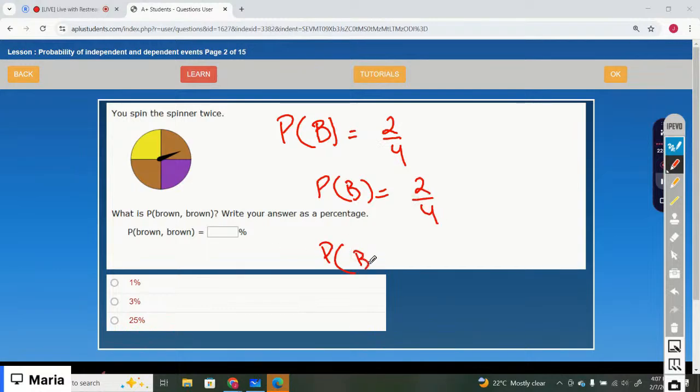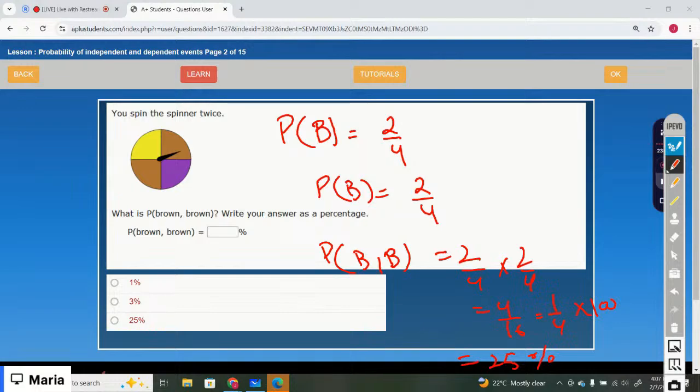So the probability of brown and brown is 2 by 4 times 2 by 4, that is 4 by 16. That is 1 over 4. You have to write the answer in the percentage form, so you need to multiply it by 100. So that is 25%. So basically, when you are working on the spinner and dice, all the events are independent. So this is also the independent event. You need to calculate the probability.